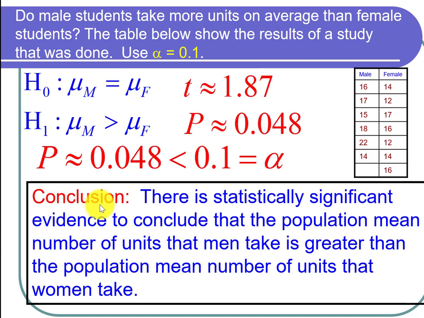And I can conclude that there is statistically significant evidence to conclude that the population mean number of units that men take is greater than the population mean number of units that women take. And I'm done with the problem.